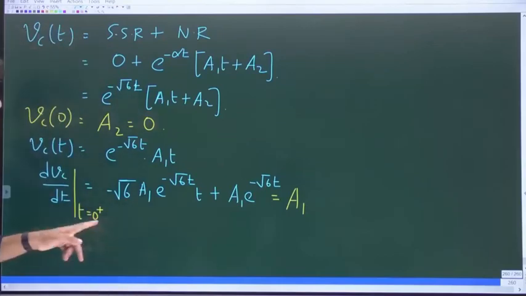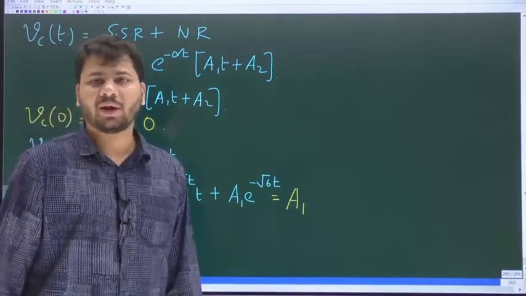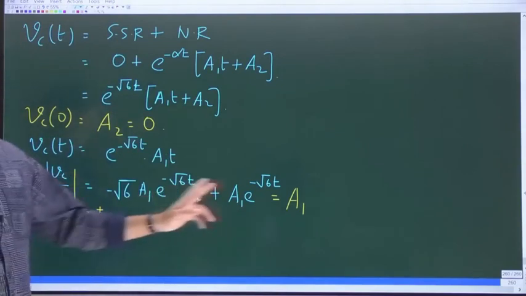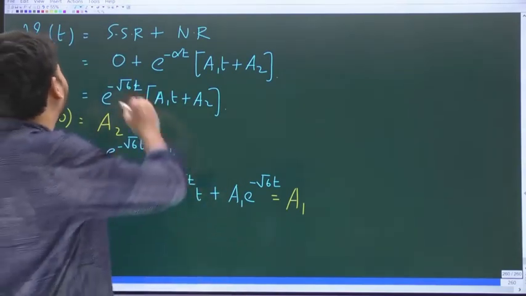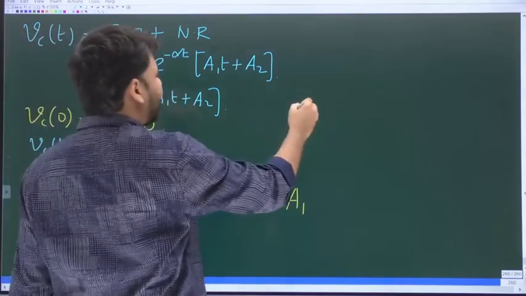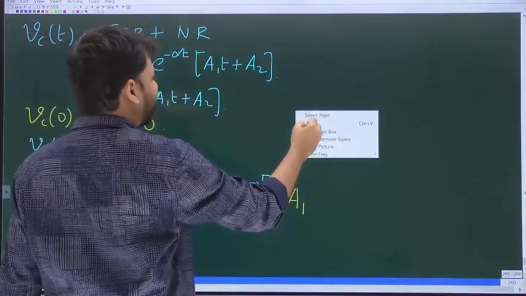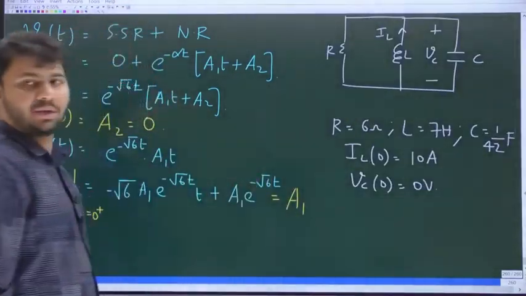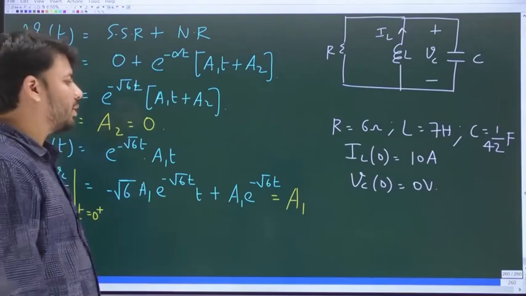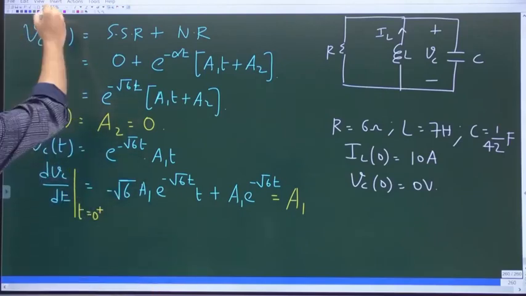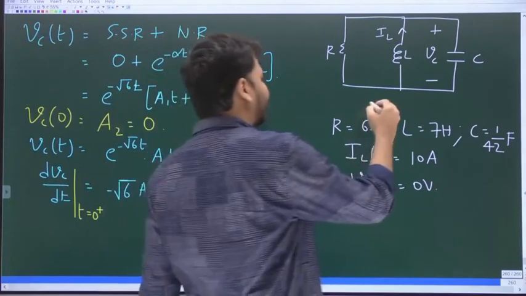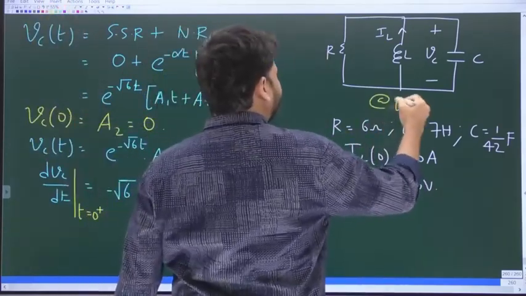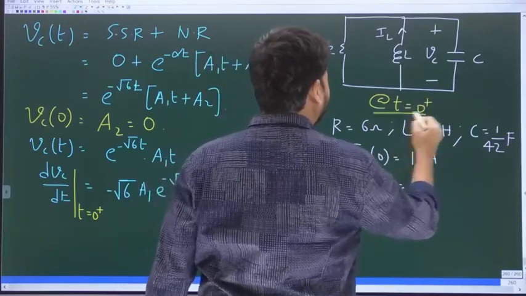Now from the given initial conditions, you should find the dVc by dt value at t equal to 0 plus, so that we will directly get the value of a1, because dVc by dt at t equal to 0 plus is the same as a1. And for that we should draw the circuit at t equal to 0 plus. So once again we have the original circuit. Let us visualize this circuit at t equal to 0 plus. Everything is the same as before.